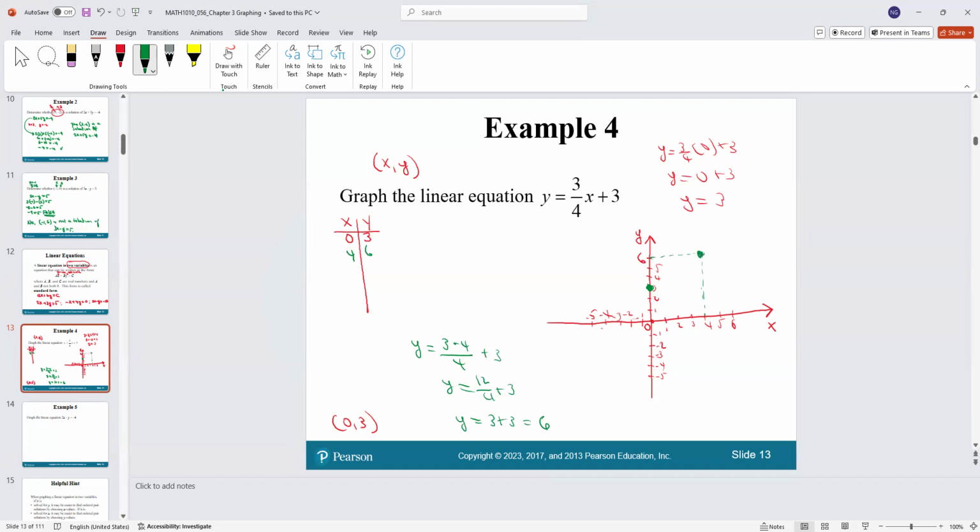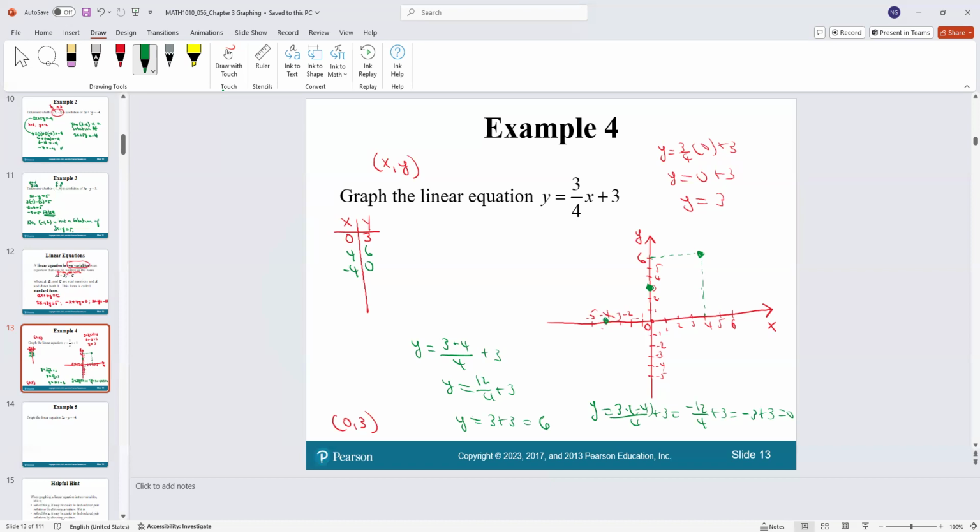See, this is it. We already have enough points to graph. Of course, if you want to make sure you get it correct, you can put -4. If X is -4, look at Y. Y would be 3 times -4 over 4 plus 3. That would be -12 over 4 plus 3. That would be -3 plus 3. That would be 0. So X is -4, Y would be 0.